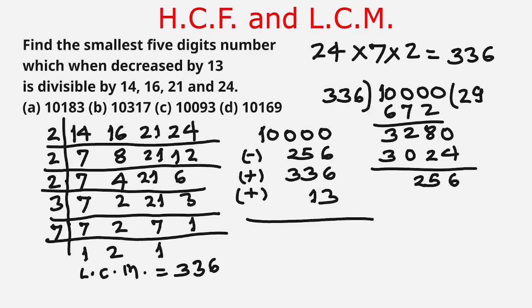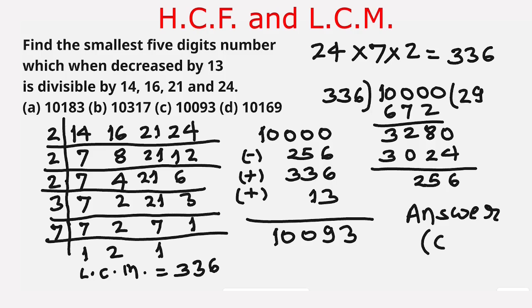336 minus 256 is 80. 80 plus 13 is 93. 93 plus 10,000 is 10,093. And from the given options, our answer is option C, 10,093, which is that number which when decreased by 13 is divisible by 14, 16, 21 and 24. I hope you have understood all the methods explained by me in solving this question. We go to the next question.